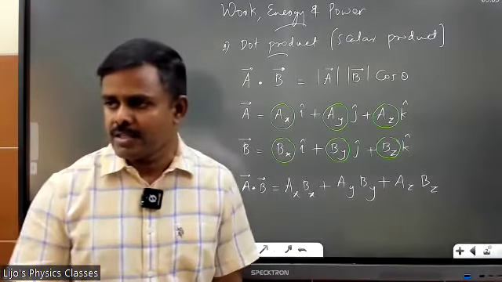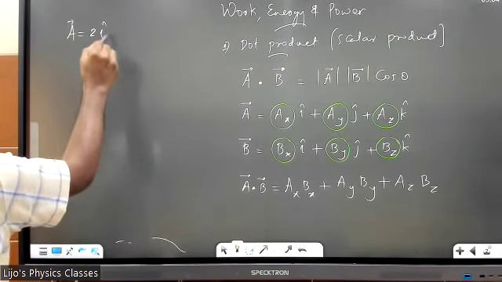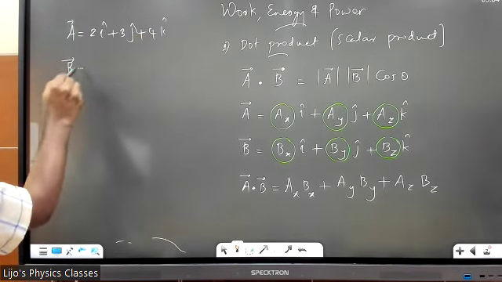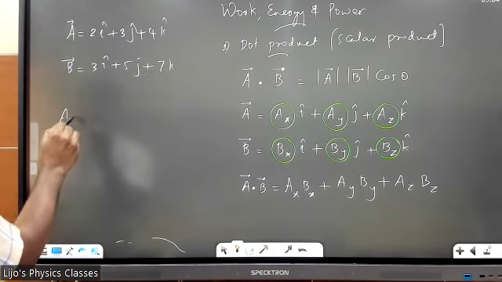Dot product of two vectors. For example, I'll do one question. Look at this. I have a vector A equal to 2i plus 3j plus 4k, and another vector, B vector, equal to 3i plus 5j plus 7k. What is the dot product of these two?